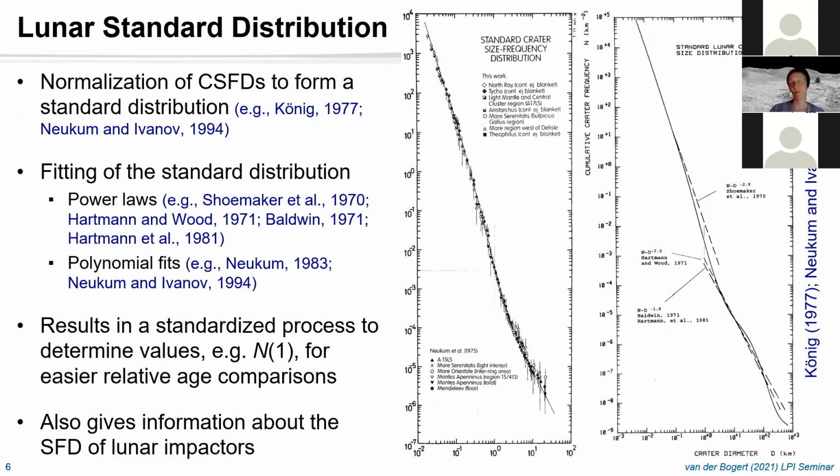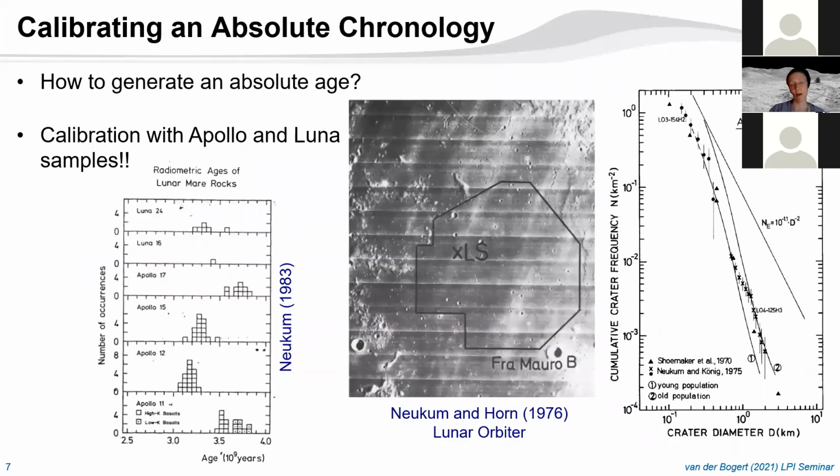Okay, so we've got those parts now, and we've got relative ages. We've got this N(1) value that we can compare amongst themselves, but how can we generate an absolute age? This was the goal of the cratering chronology. And this is where the Moon is really a unique case currently. I hope that won't always be the case, because we have samples from known locations on the Moon.